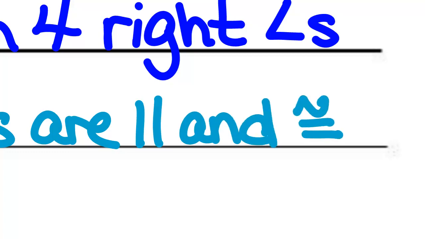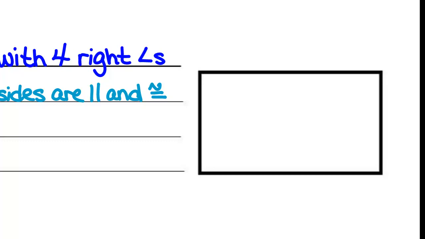So let's go ahead and mark that on our rectangle right now. Left side is congruent to the right side, and left side is parallel to the right side. The top is congruent to the bottom, and the top is also parallel to the bottom. This is exactly the same as a parallelogram.